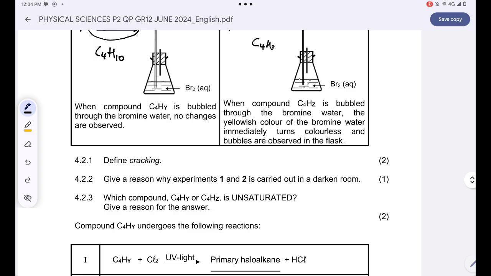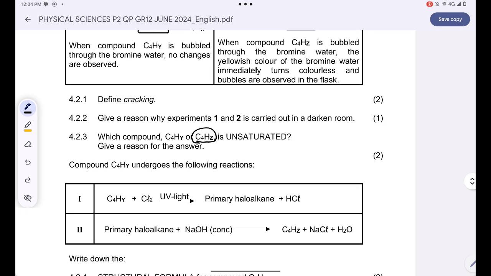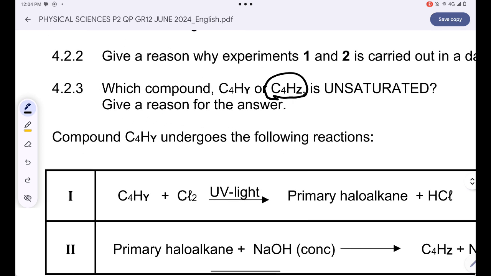Okay, which compound, C4HY or C4HZ, is unsaturated? We have already established that, guys. C4HZ is unsaturated. Are you together? C4HZ is an alkene. Please remember that. And then we are told that compound Y undergoes the following reaction. They are adding not compound Y rather, but C4HY. Remember that, guys. C4HY is basically C4H10. It's butane. They are reacting butane with chlorine water in the presence of UV light.